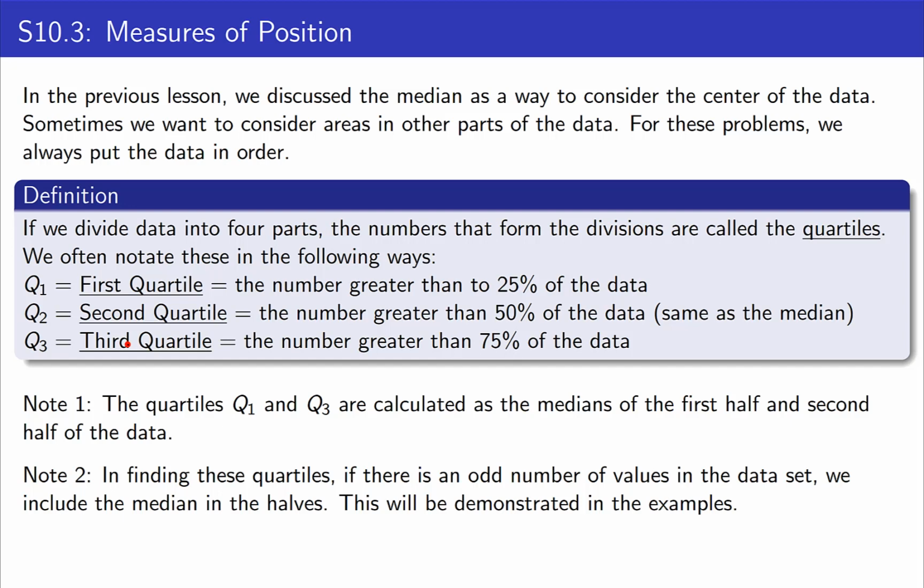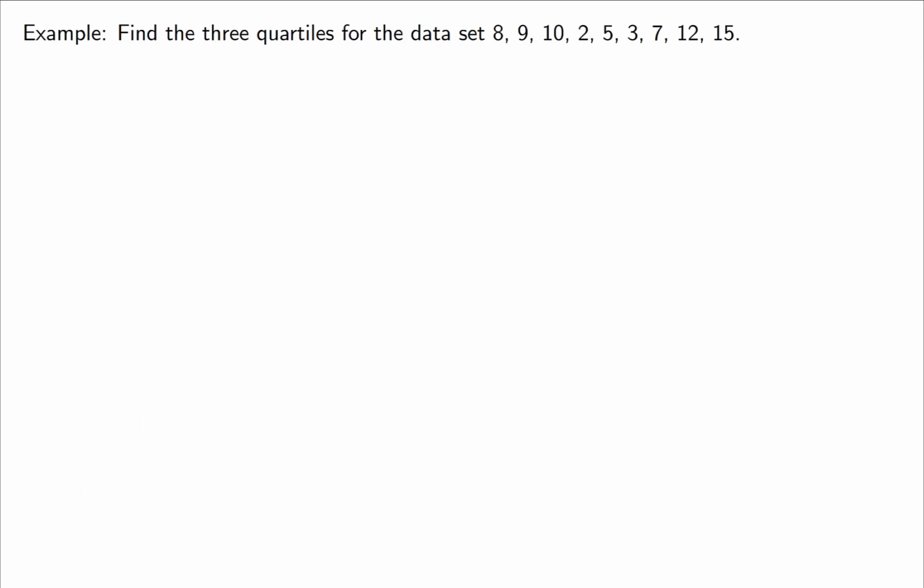and the third quartile is the median of the second half. Now, occasionally your data might have an odd number of values. How do you split the data in half when it has an odd number of values? The idea is we will actually keep the median in both halves, and that will make it work. Let's do an example. Find the three quartiles for this data set.